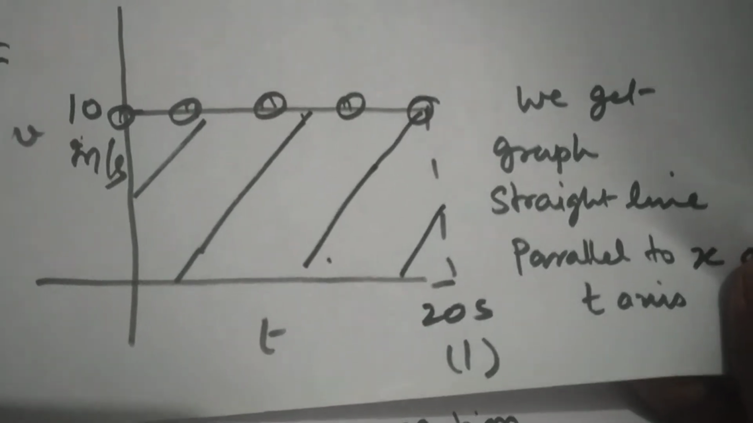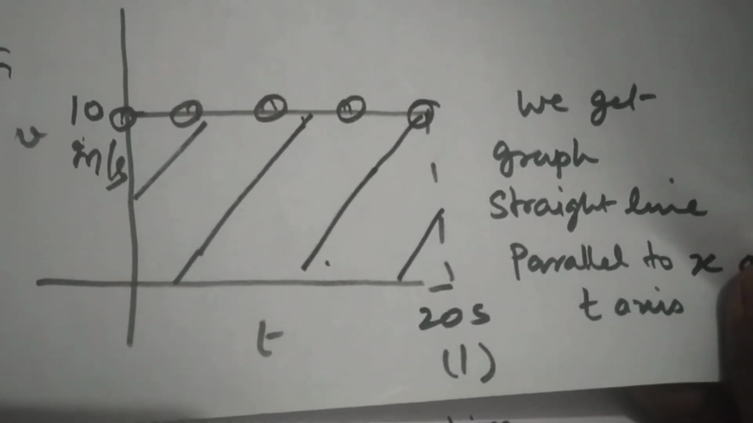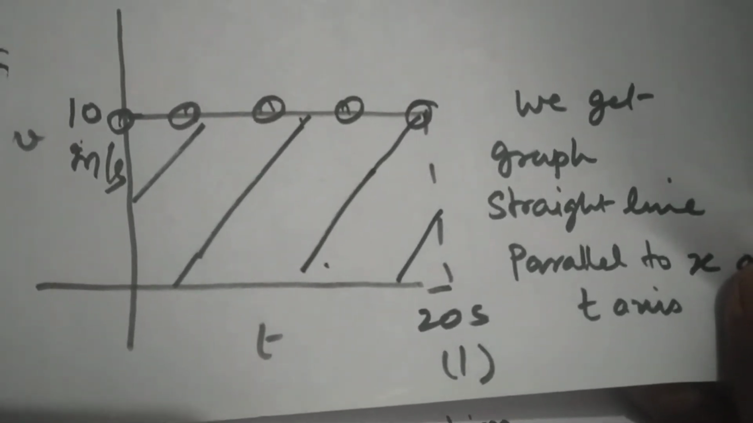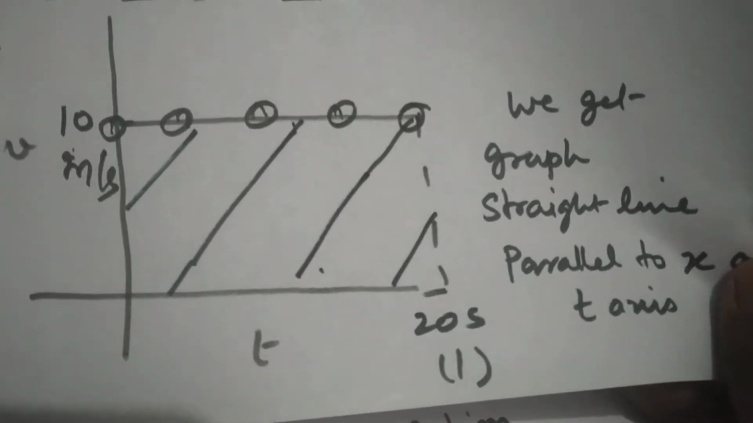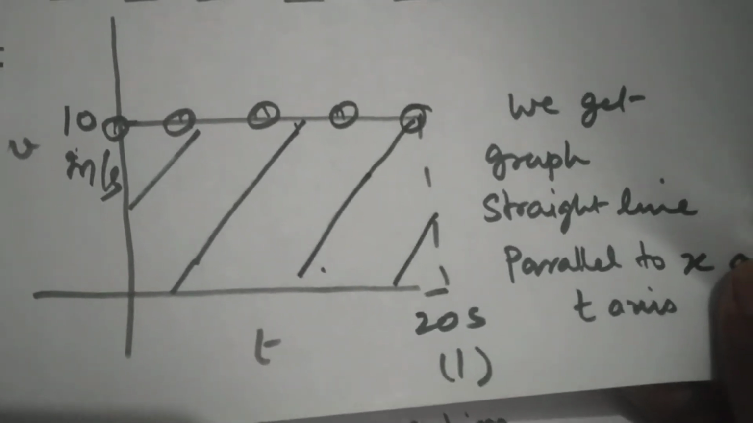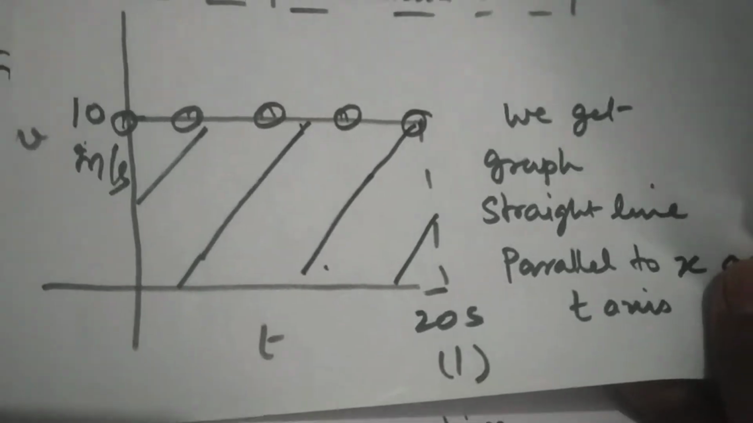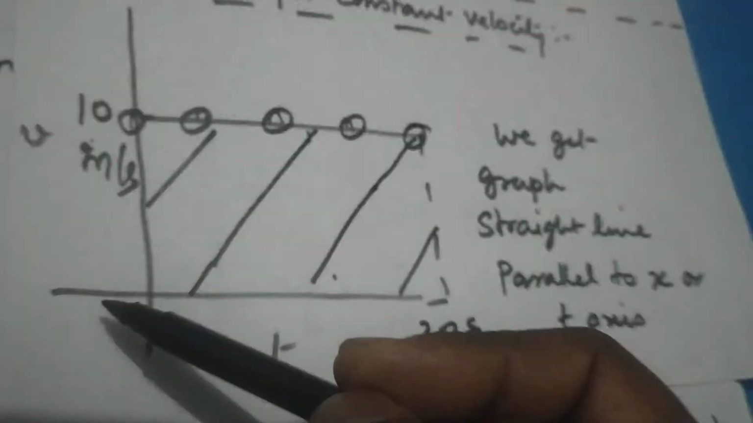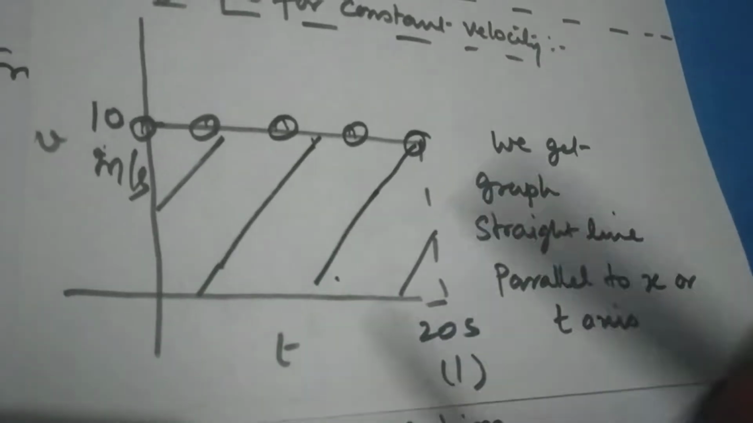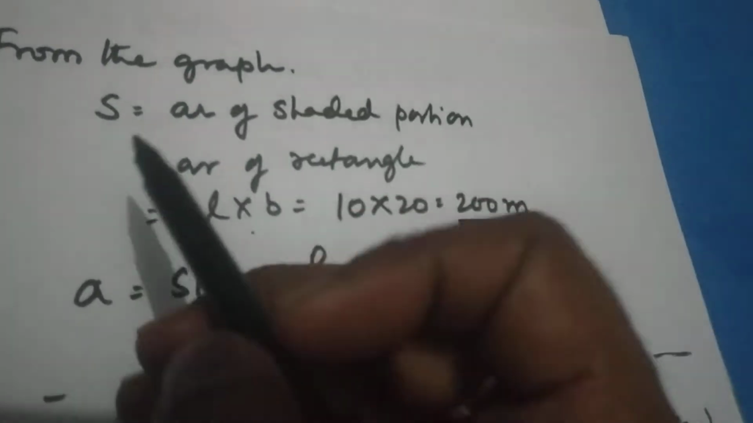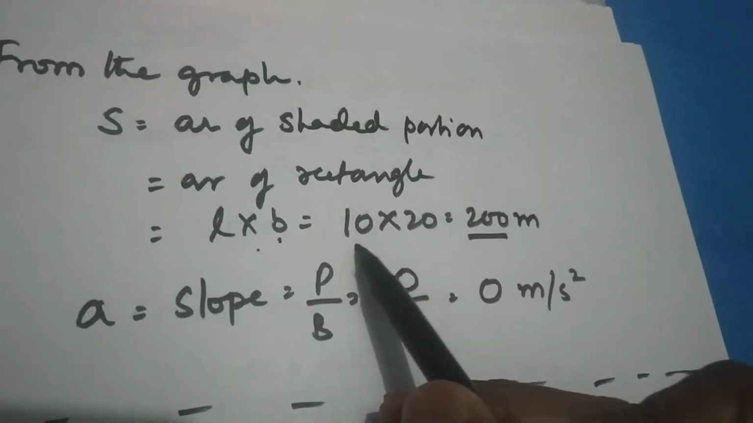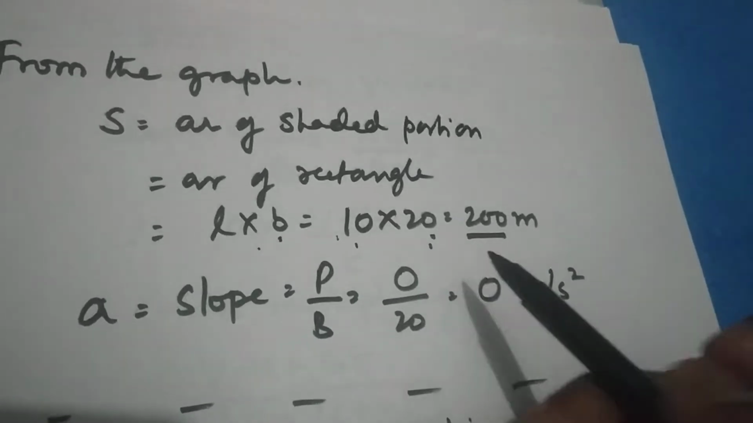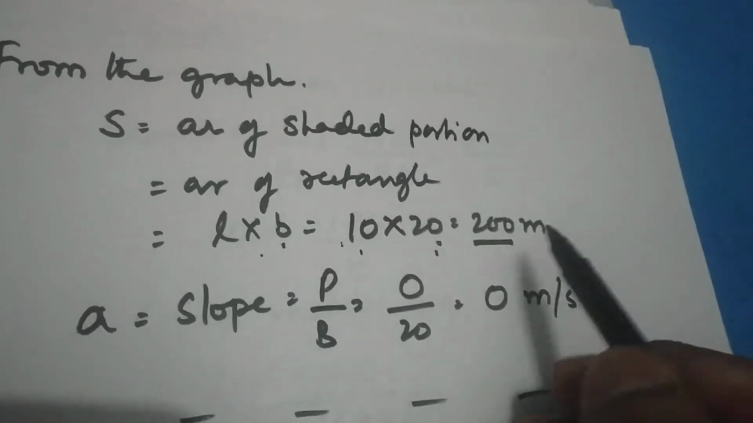If you want to find S from the shaded portion, or enclosed portion, the area below the graph, it looks like a rectangle. So what you will do is length into breadth. What is the length given? 20. And what is the breadth given? 10. So you multiply 10 and 20. Length into breadth, 10 into 20 or 20 into 10 is the same. So you get 200 meters.